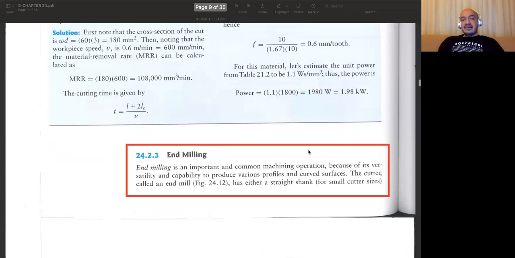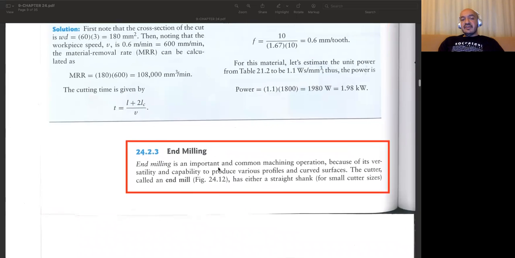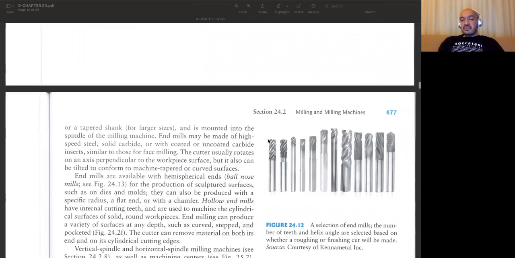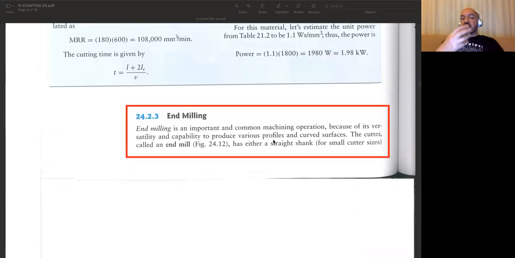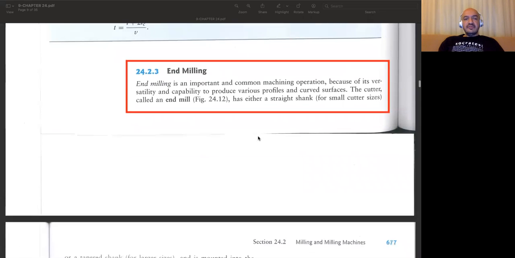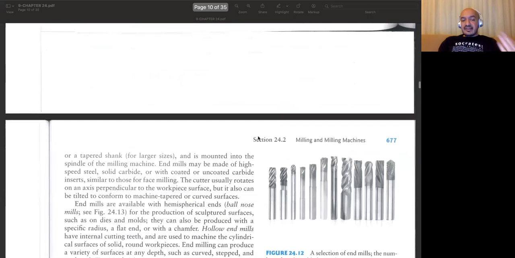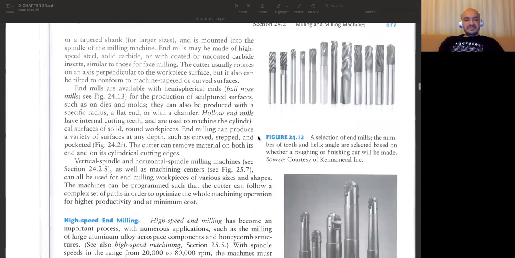But the thing is that in the end milling operation, we are removing material with the bottom side of this tool and also with the side edges of the tool. So we are removing more material with these end mills, and they are mostly used to open some pockets and remove material from the side surfaces. So they are quite useful in most of the milling operations. We do at least one end milling operation.